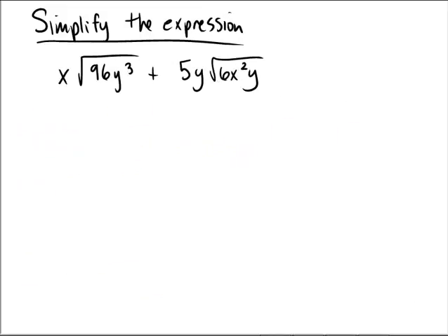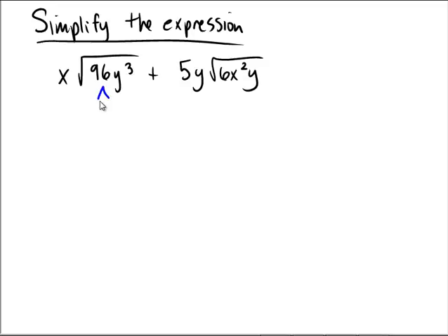Try some radical expressions. First problem: x times the square root of 96y cubed plus 5y times the square root of 6x squared y. My technique of choice here is to do what I call break out of prison. So I see 96 here.